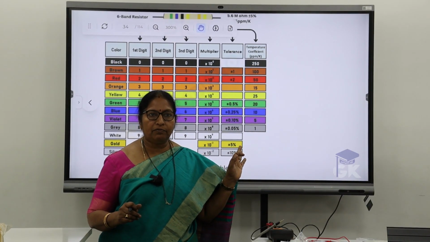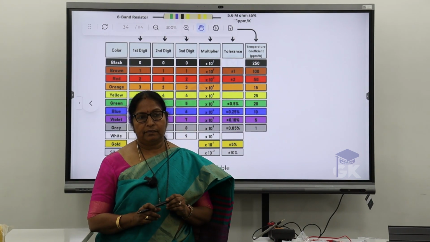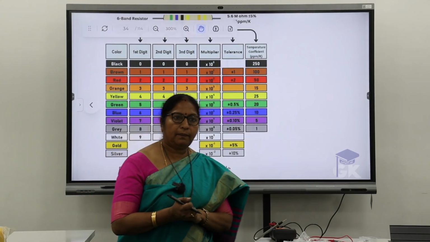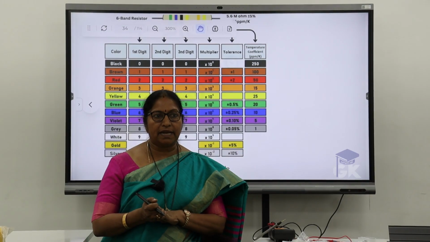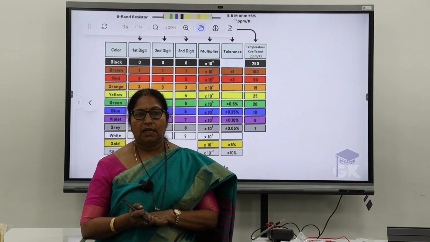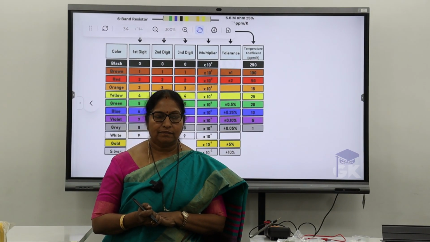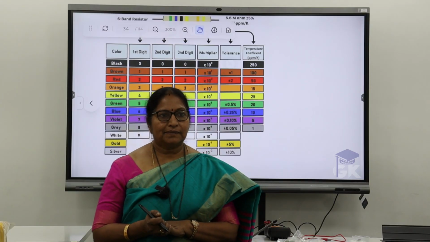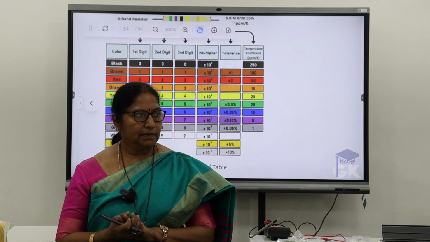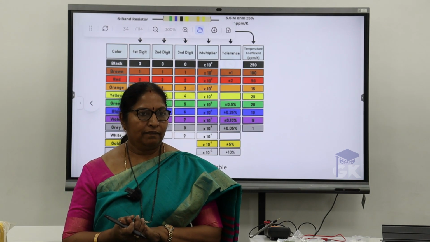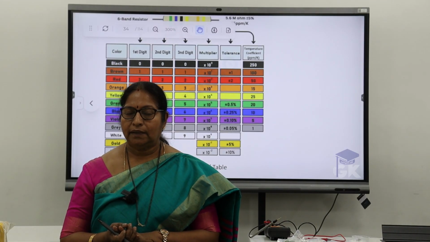So what is the 1% of 10 mega? 10 mega is 10 into 10 to the power of 6 ohms. What is 1% of it? Calculate 1%. Just take out your calculators. 10 kilo ohms. Got it?